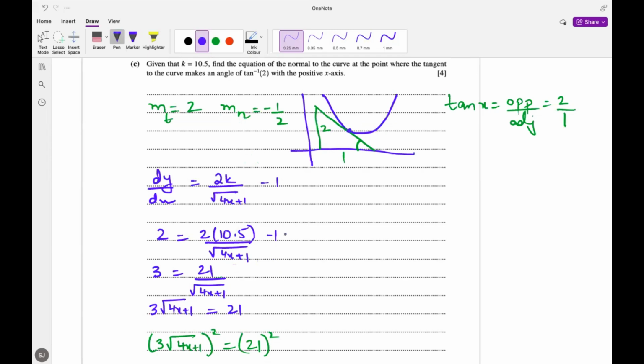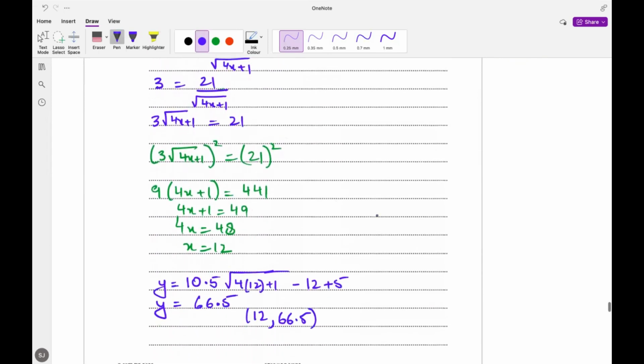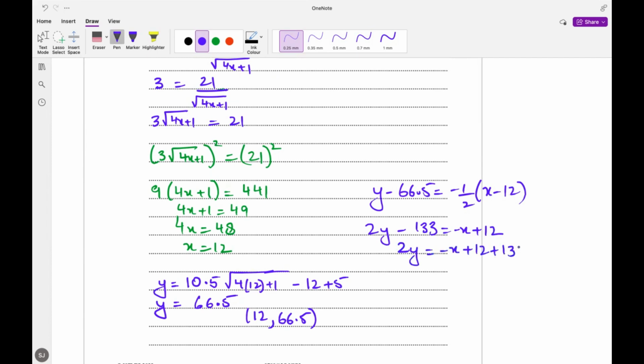So this point on the tangent, x is 12 and y is 66.5. We have the gradient, which is minus 1 upon 2. To form the equation, we'll write y minus y1, which is 66.5, is equal to minus 1 upon 2, which is the gradient, into x minus x1, which is 12. Now we can leave the equation as it is, or if you want to simplify, we can write it as 2y minus 66.5 times 2, which is 133, is equal to minus (x minus 12). So we can write the final equation as 2y is equal to minus x plus 12 plus 133, which is 2y equals minus x plus 145, which will be the equation of the normal.